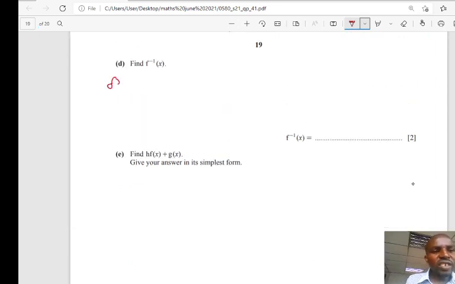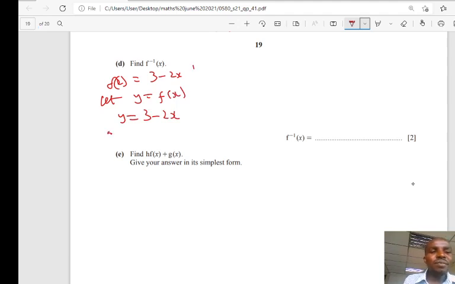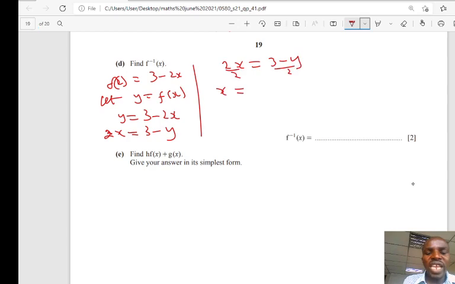So f of x is equal to 3 minus 2x. To find the inverse, you say let y equal f of x. Then y is equal to 3 minus 2x. Then make x the subject of the formula. 2x is equal to 3 minus y. Divide by 2 on both sides. You'll be left with x is equal to (3 minus y) over 2.